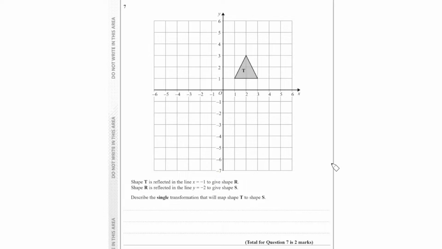Okay, question 7. We've got some kind of transformation here. I think this comes up quite a lot. Not necessarily like this, maybe different versions, but when you've got a shape and they transform it in some way, I think this comes up a fair amount on the non-calculator. So they've said shape t is reflected in the line x equals -1 to give shape r, and then shape r is reflected again in the line y equals -2 to give shape s.